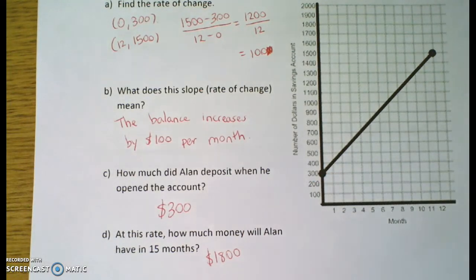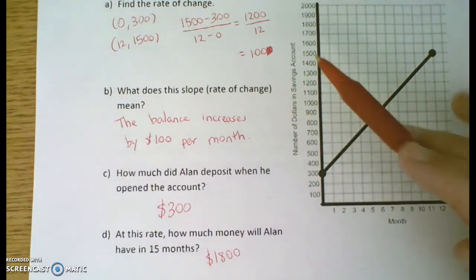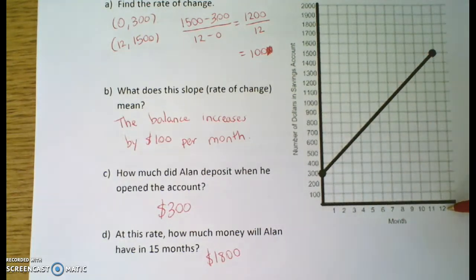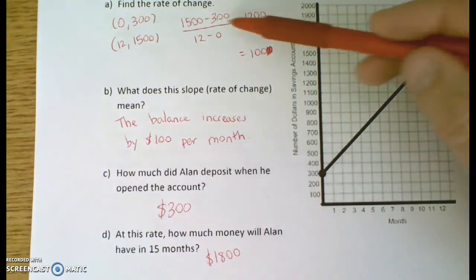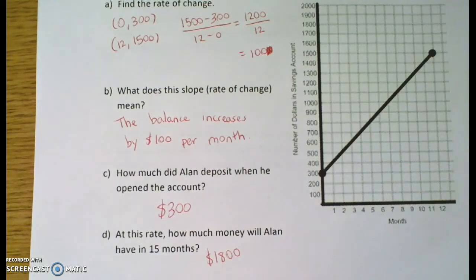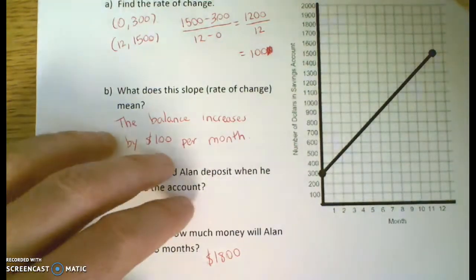Another way to look at it is that we know it's increasing $100 per month, and 3 months after 12 months is 15 months, so you just add $300 to 1,500. So average rate of change, remember, is just finding the difference between the y values over the x values. Let's look at some other examples.